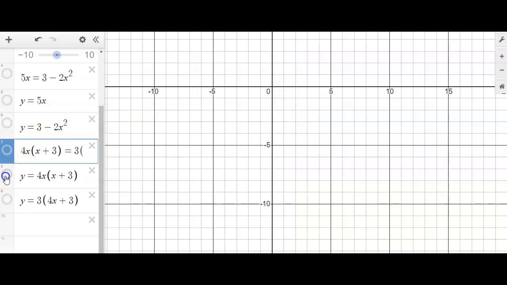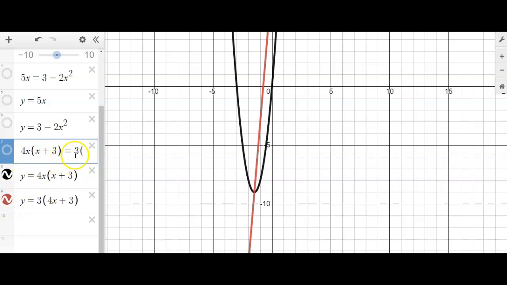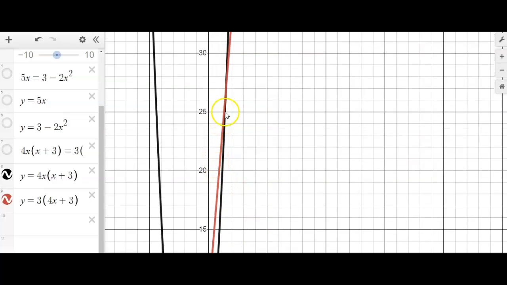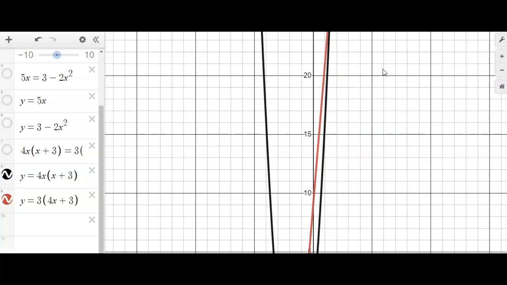And we should get them as intersection points when we graph the left side and graph the right side of this first equation. So here, one intersection point is -1.5, and we should get +1.5. Looks like it's there, and we do. So that's one way to find the roots or solutions of a quadratic.